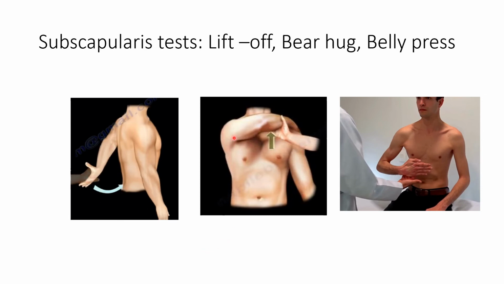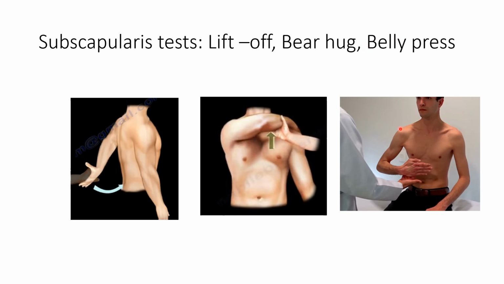Then the bear hug is bringing the palm of one hand onto the opposite shoulder, and when the other person tries to lift it off against resistance, he is able to press the opposite shoulder. If he is not able to do it, it means the subscapularis tendon on this side, that is the right side, is not intact.